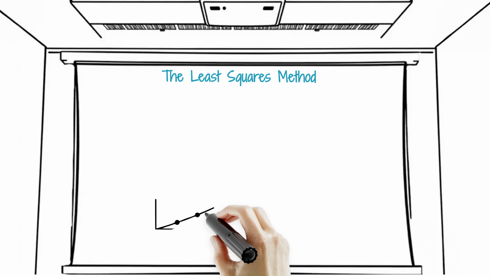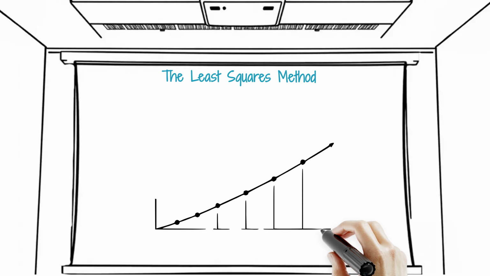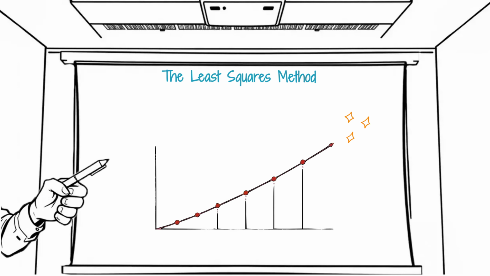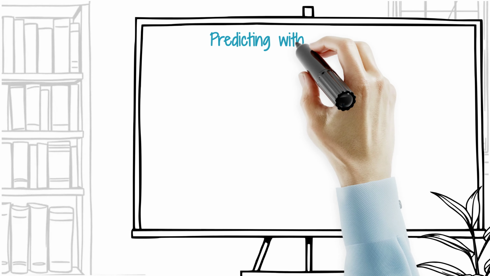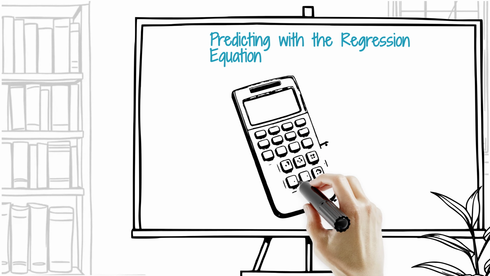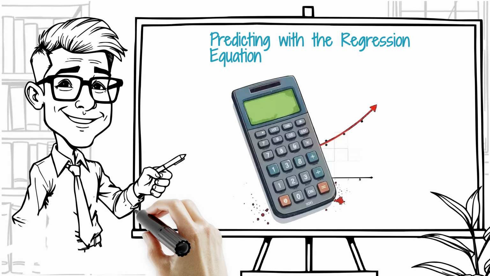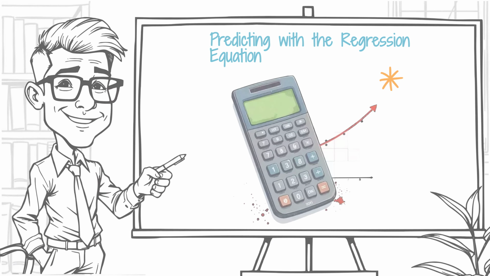To find the best fit line, we use the least squares method, which minimizes the sum of the squared differences between observed and predicted values. Once we have our regression equation, we can use it to predict values of the dependent variable based on new data for the independent variable.